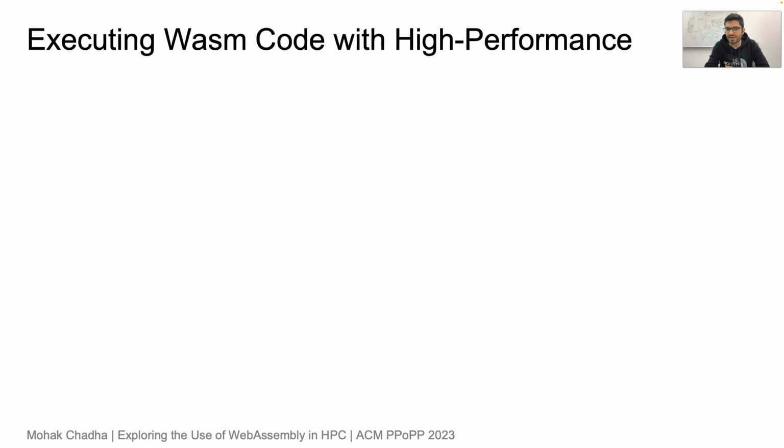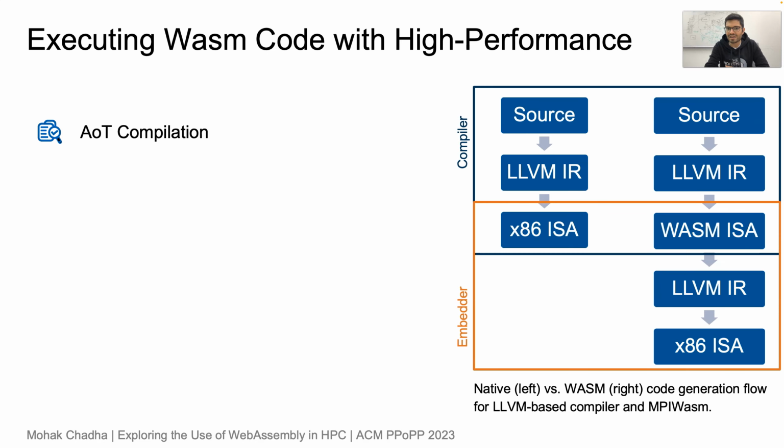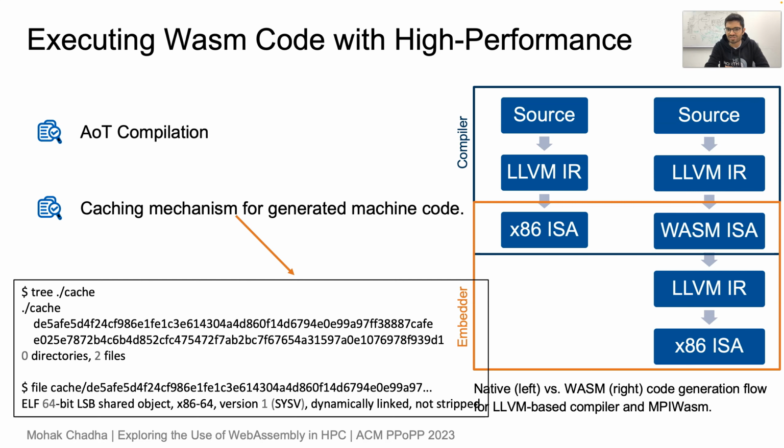So MPI Wasm incorporates an ahead-of-time compilation strategy for translating WebAssembly instructions to native machine code. For this, we use the LLVM compiler infrastructure, where the WebAssembly instructions are translated first to LLVM IR and then to the native instructions. To offset larger compilation times, we also implement a caching mechanism in MPI Wasm, which prevents recompilation overhead of MPI-based Wasm modules before each execution.